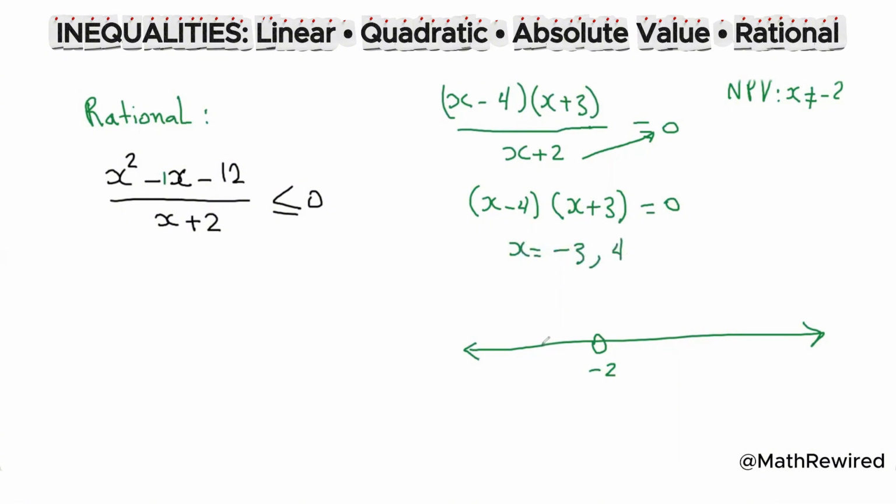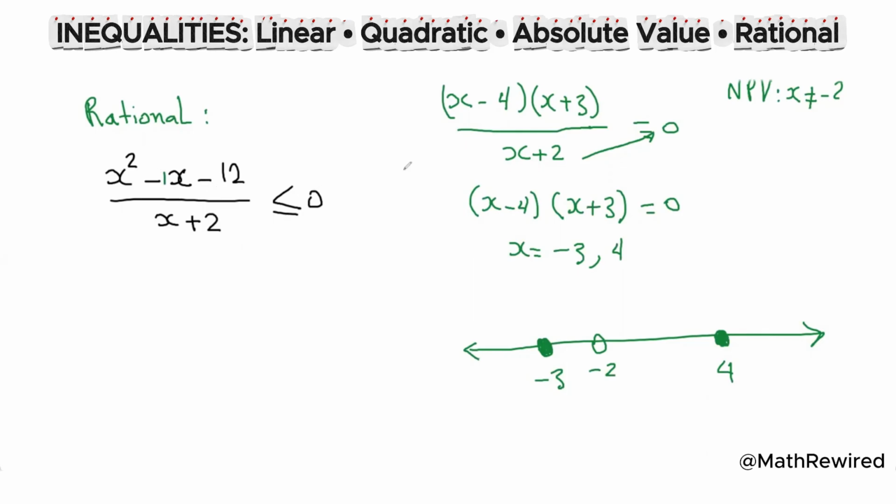Now I can see what my zeros are right away, which is x equals -3 and 4. I'm going to put these right here. So -3 is right here, and 4 is right here. There's an equal sign there. So the -3 and 4 must be shaded, but not the non-permissible value. Okay, so now here we have 1, 2, 3, 4 line segments that I have to test.